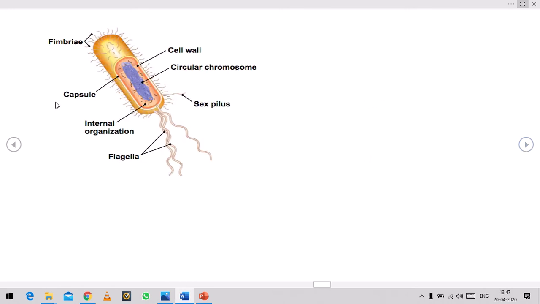Now you can see in this diagram the cell wall, and how the pilus is coming from it, how the fimbriae are coming from it, and how the flagella are coming from the surface. You can see from here: this is the sex pilus and this is the fimbriae. So this diagram is very clear.